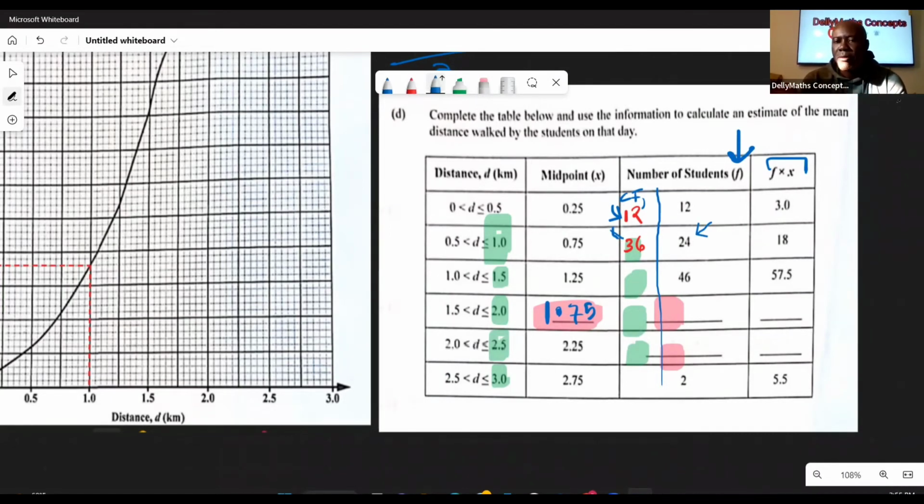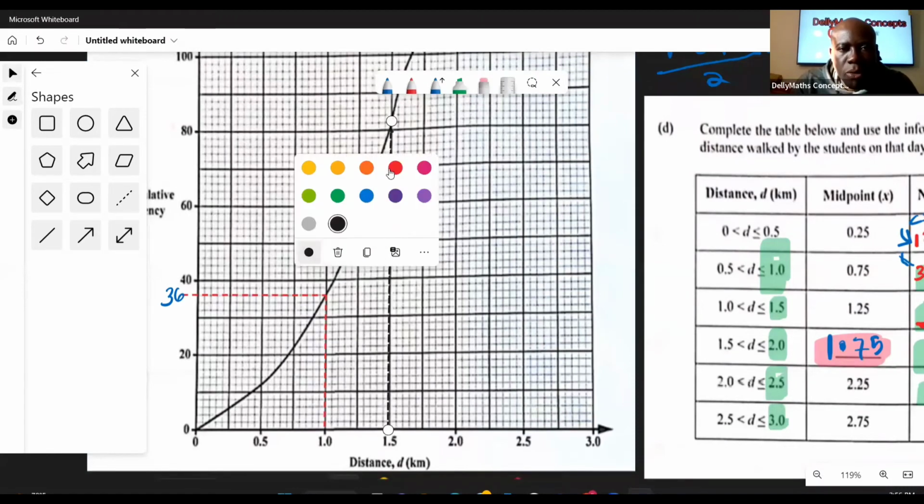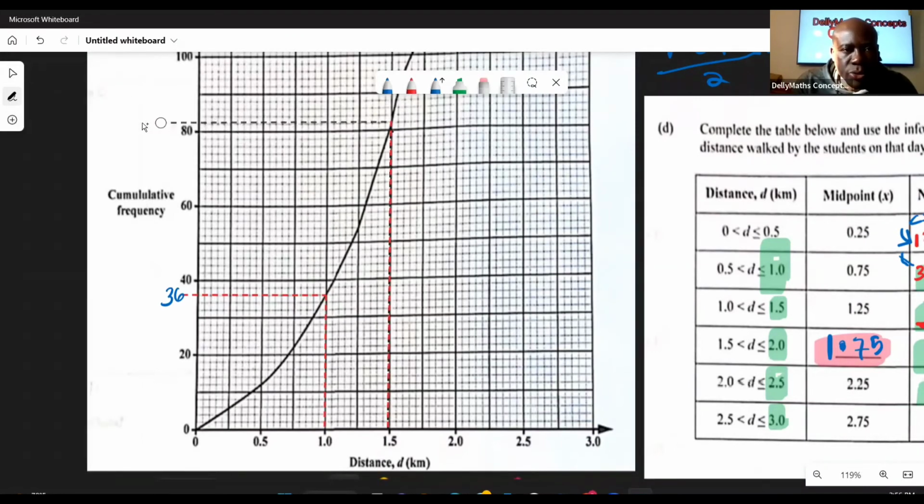So in other words, if I find the cumulative frequency here, then I could use it along with the 36 to give me what 46 is. So let us see what the cumulative frequency at 1.5 is. Let me go up just a little bit above it. All right, there it is, a little bit above 80, like 82.